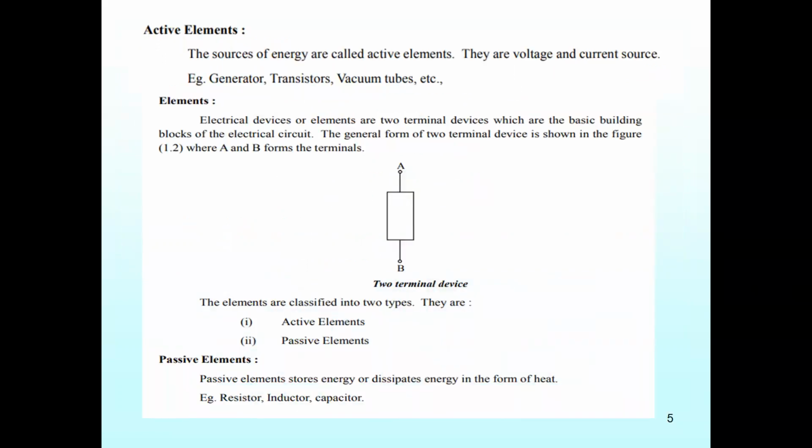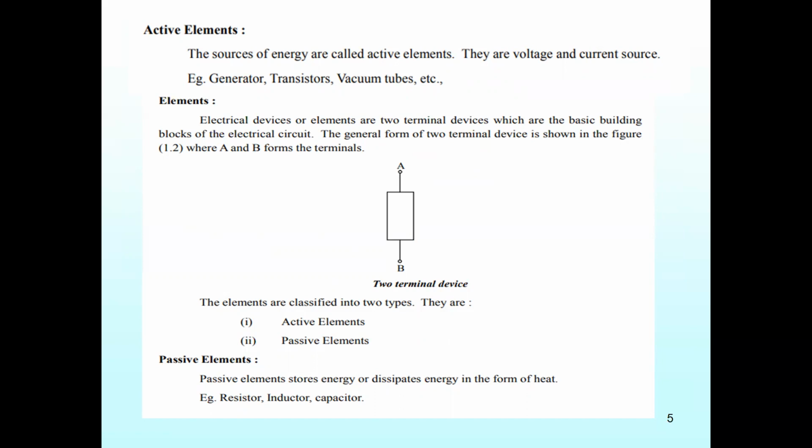The basic elements of electrical circuits are of two types. One is the active element. The second one is the passive element. Energy sources are called active elements. Examples are voltage sources and current sources. Generators, transistors, vacuum tubes are called energy sources.